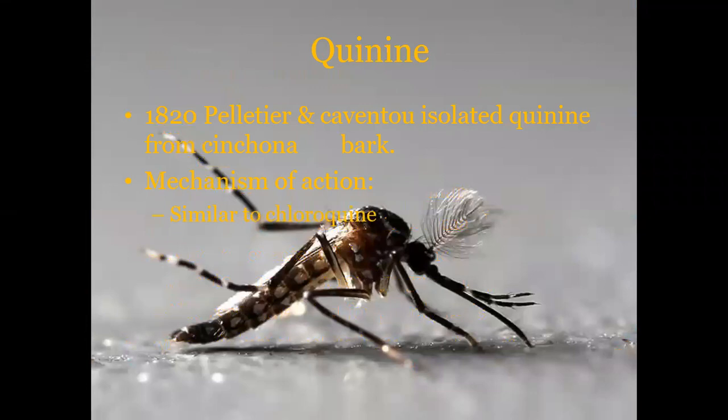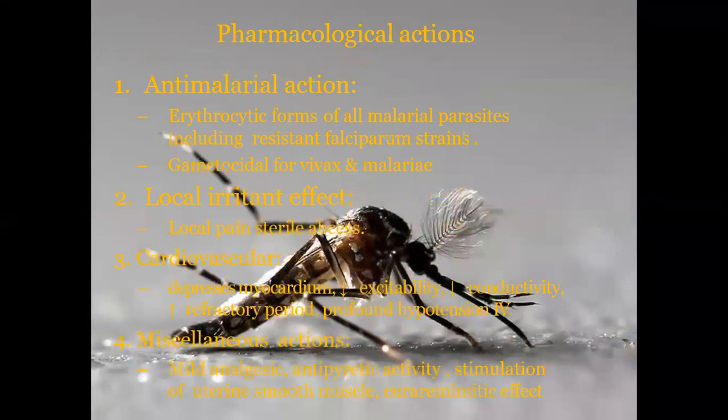Here, the mechanism of action of quinine is similar to chloroquine. Then the pharmacological actions are like this way: the antimalarial action, on erythrocytic forms of all malarial parasites, including resistant falciparum strains also. So the antimalarial action of quinine means it acts on erythrocytic forms of all malarial parasites like Plasmodium vivax, Plasmodium ovale, Plasmodium malariae, and including resistant falciparum strains also.